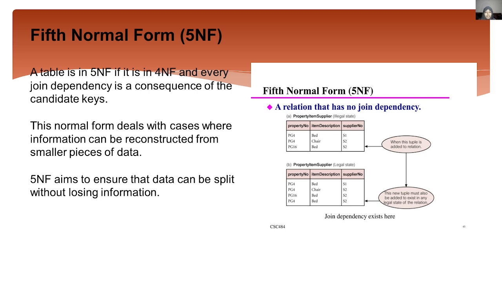5NF. A table is in 5NF if it is in 4NF and every join dependency is a consequence of the candidate keys. This normal form deals with cases where information can be reconstructed from smaller pieces of data. 5NF always aims to ensure that the data can be split without losing the information.